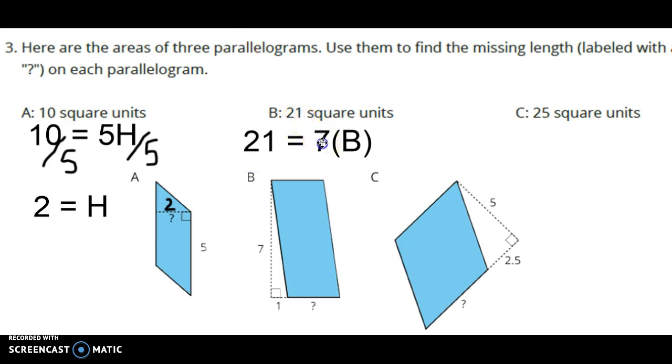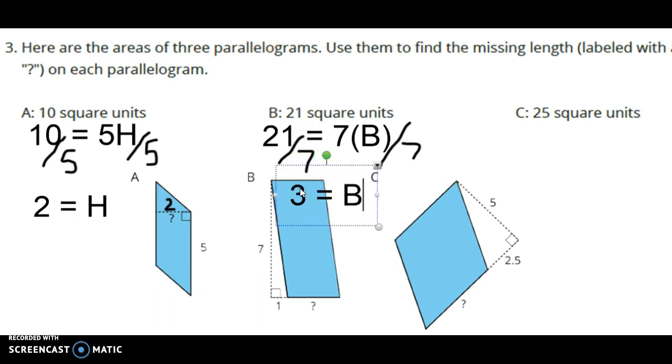So now I need to do the opposite of multiplication, which is what again? Division. So divide by 7, divide by 7, and I know that 3 equals my base. So my missing length is 3. Okay, when you do C on your own, there is going to be a number over here that you don't need. You have to decide which one. Pause and try on your own.